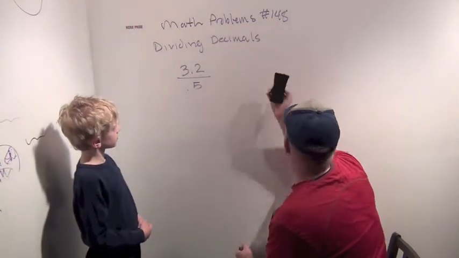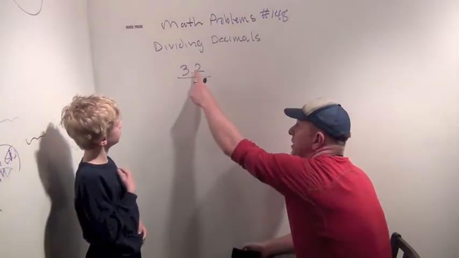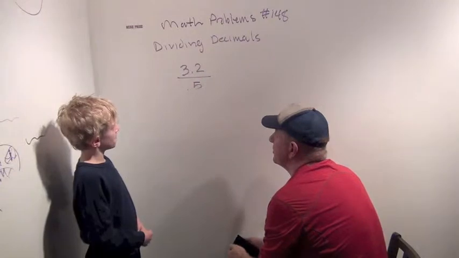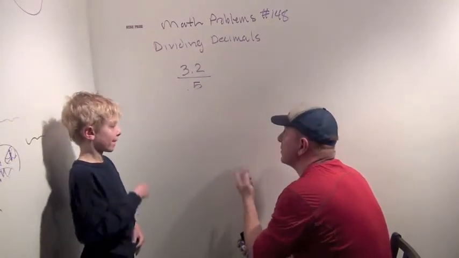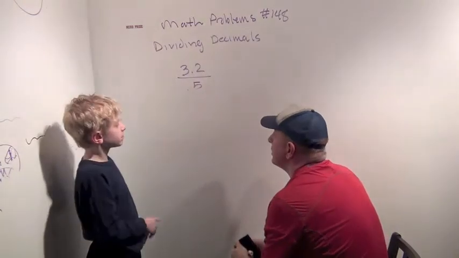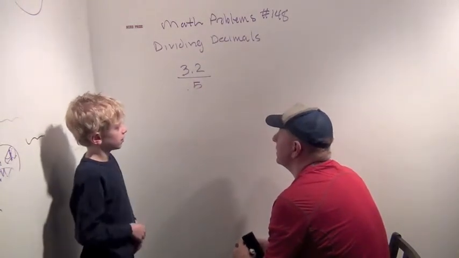Today, this whole week, we're going to talk about dividing decimals. Our example to start off is 3.2 divided by 0.5. We feel pretty good about dividing normal integers, right? So maybe this shouldn't be so hard.